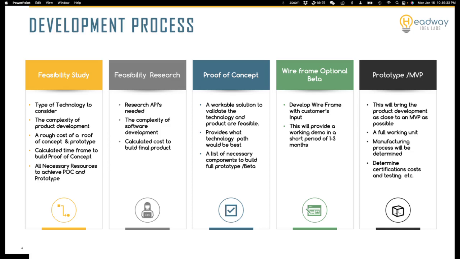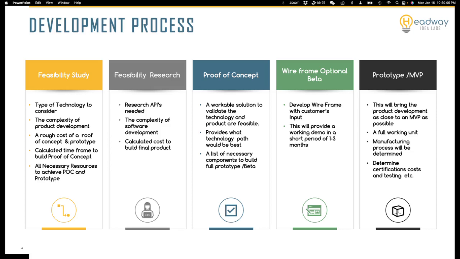What would the cost of a proof of concept be? So you want to get a rough cost to build the proof of concept. Calculate the time frame to build it. How much time will it take to build the proof of concept? And then all the necessary resources to achieve this proof of concept. And also, what other resources will you need to achieve the prototype or the MVP after you're done with the proof of concept? It's good to do a little bit of research for not only the proof of concept, but also the prototype.